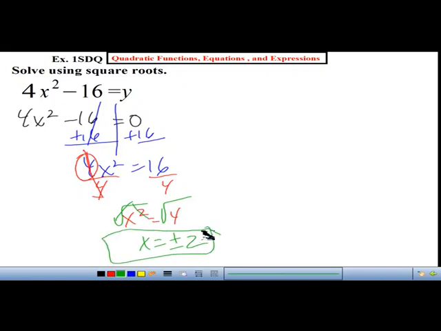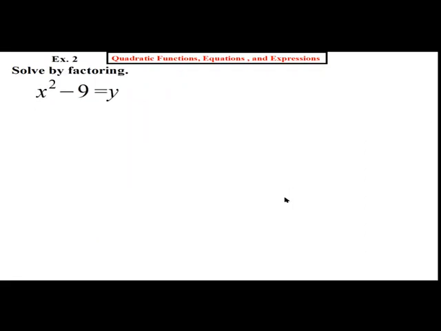Hands if you got that? And once again, what method is this called? Solving using square roots. Okay, make sure you make a note of that. Thank you, Jerry. Move on. Same process, same process.